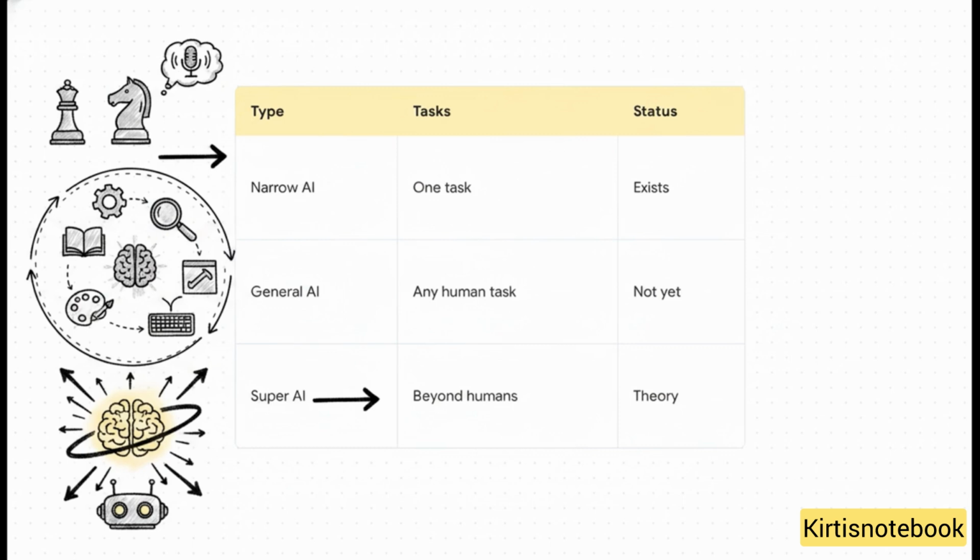Level 2 is general AI. Now, this would be an AI that can perform literally any intellectual task a human can do. It could reason, solve totally new puzzles, and learn new skills from scratch, just like us. Level 3 is super AI. This is where the machine's intelligence actually surpasses the very best human minds in every single field imaginable.